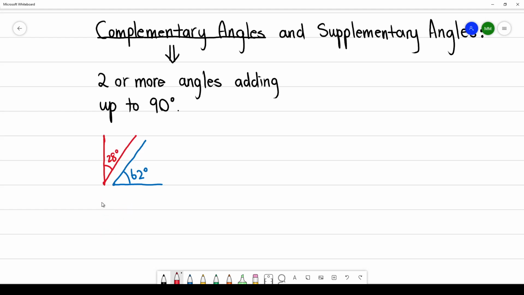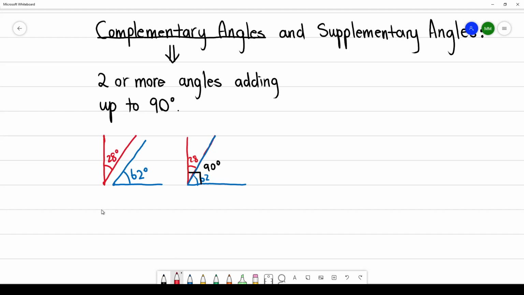When you add them together, you get this, something like this. So 28 degrees. And then you have this 62 degrees. So 62, and then this is 28. So then all together, they form a 90-degree angle. So these are 2 angles.